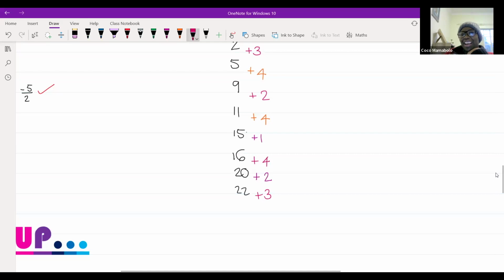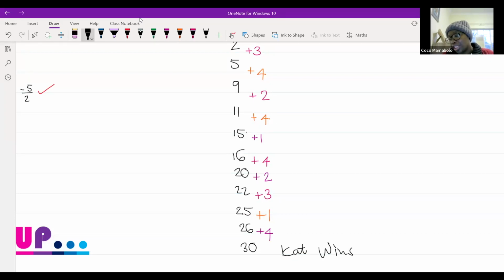And she's figured it out. +3 will get us to 25. And from this point, it doesn't matter which number I pick. I pick 1. That'll make 26. So Kat's going to make it to 30 before me. So what number are you going to pick? I'll take 4. +4. And there we go. So Kat makes it to 30. So Kat wins. Now, Kat, I just want to ask before we continue, have you figured out the trick?